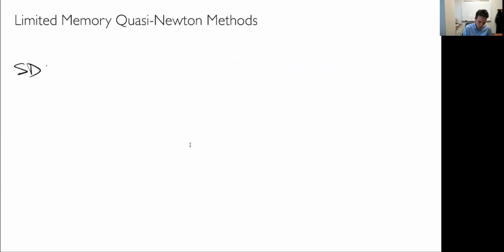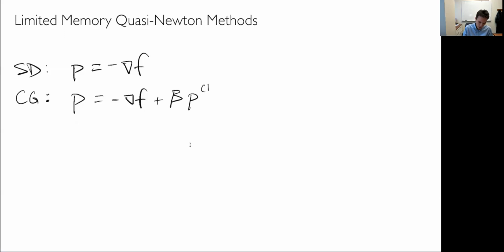So remember, steepest descent, our step direction. See if you can remember what that is. It's just minus the gradient of f. Okay, conjugate gradient. See if you remember what that is. This one's a little harder to remember. We still use the gradient, but we also sort of dampen it by using our previous step. Right, we multiply this scalar beta, which we compute, times our previous step.